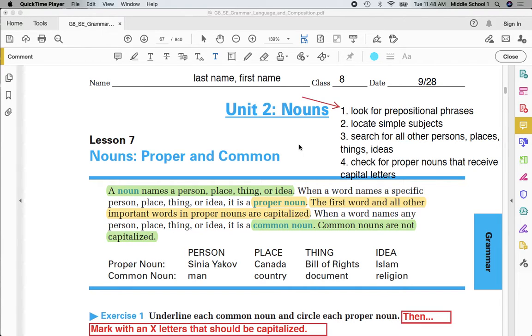We'll continue by identifying the definitions on the top of page number 61. First of all, a noun names a person, place, thing, or idea. A proper noun is the specific name of a person, place, thing, or idea. If it doesn't name a specific person, place, thing, or idea, like Garden Homes Lutheran School, Milwaukee Public Museum, Miller Park, then we're going to name it a common noun.